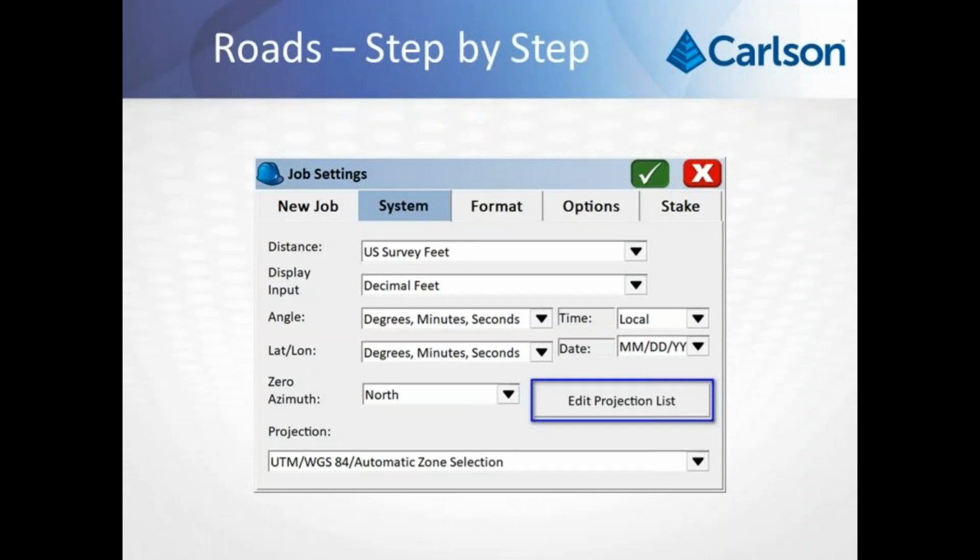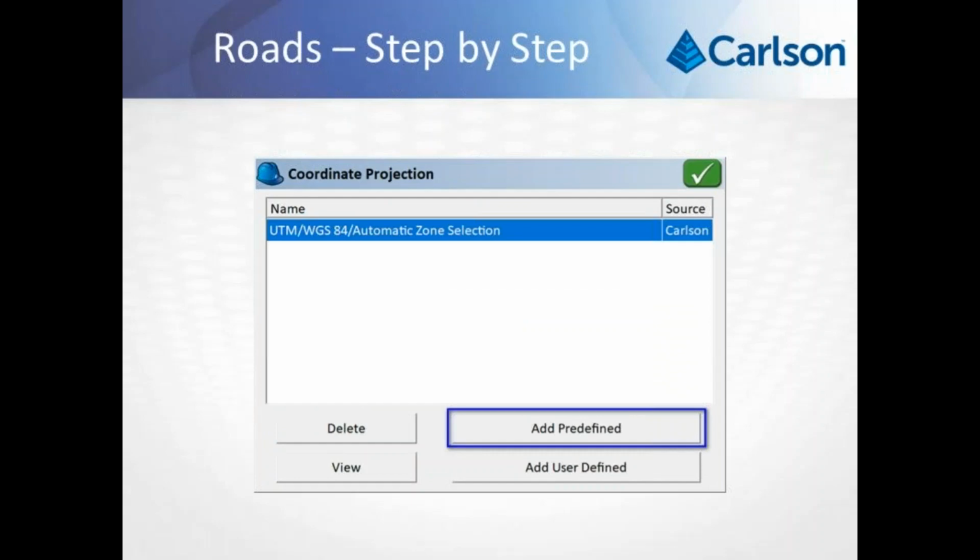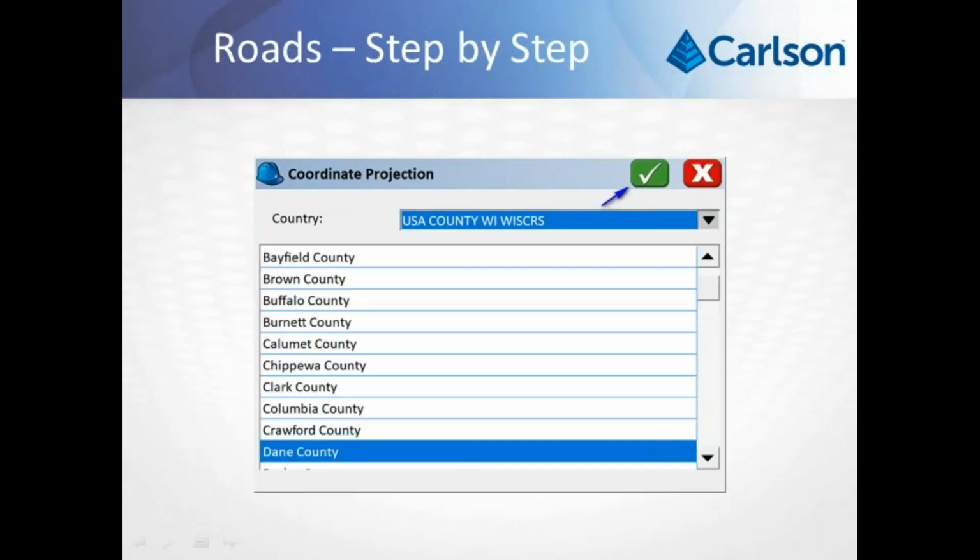So I came in and said I want to set up a new coordinate projection type. I'm going to edit my projection list and add a predefined projection, change it off of the normal NAD83, go into the USA Wisconsin County Coordinate Systems and choose the Dane County Coordinate System. This is one of the LDPs, and I hit the green check when I'm done.